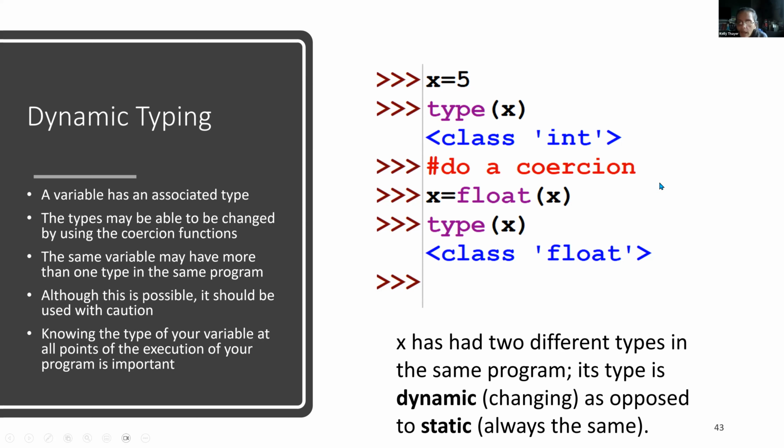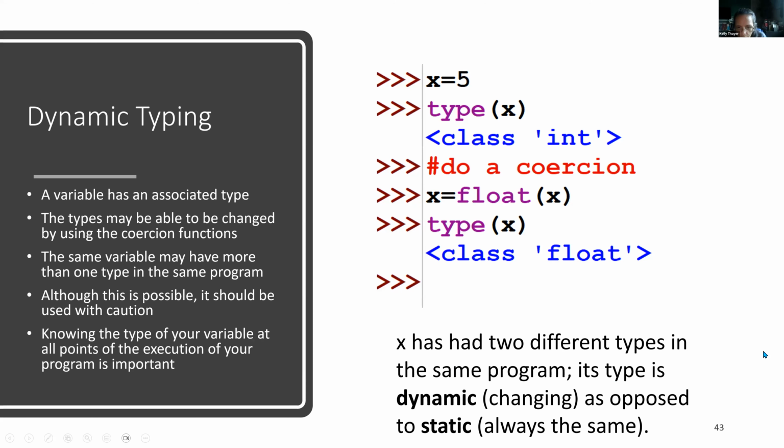Now I'm going to do an explicit coercion. This is me coercing X into a float. So this is not the same as implicit coercion, which happens without me actually typing something. Here, it's been typed: X equals float of X. And now we check the type and we see that it's float. So X has both been an integer and it has also been a float.